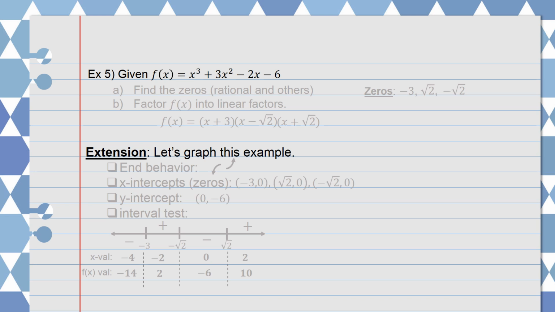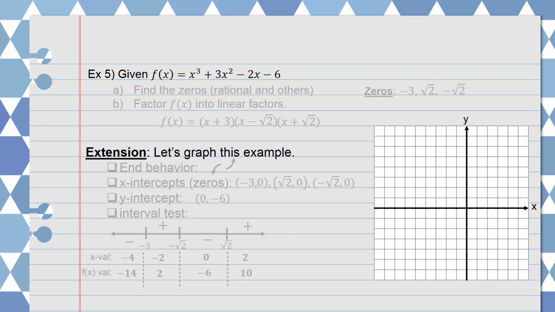Now we're ready to graph this. Feel free to draw a t-chart and collect all your ordered pairs from the interval test so that it's a bit more organized. Okay, so we have our x and y axis. Take a moment now to plot all the points that you can on the graph. Hopefully, your graph looks something similar to mine.